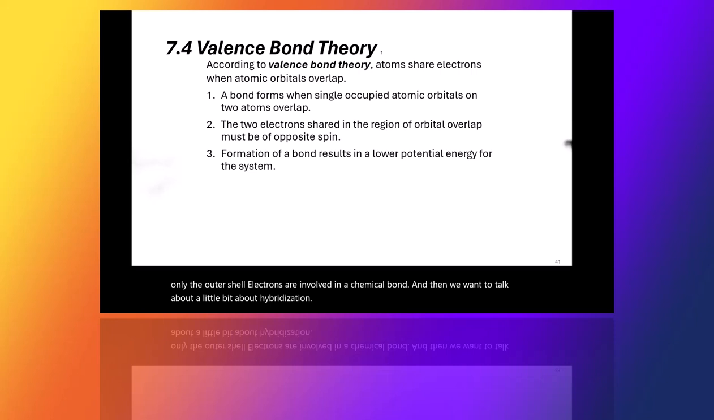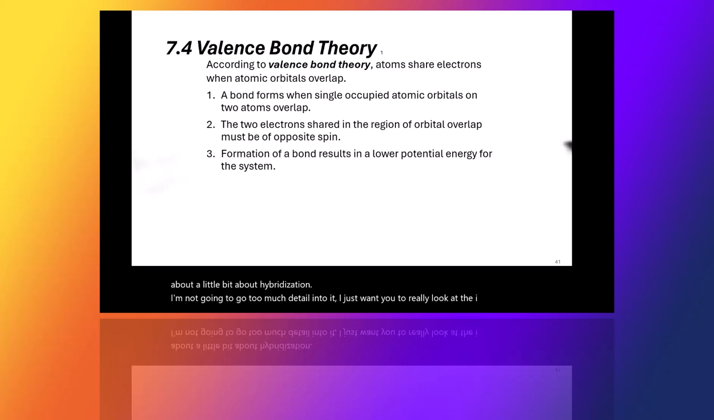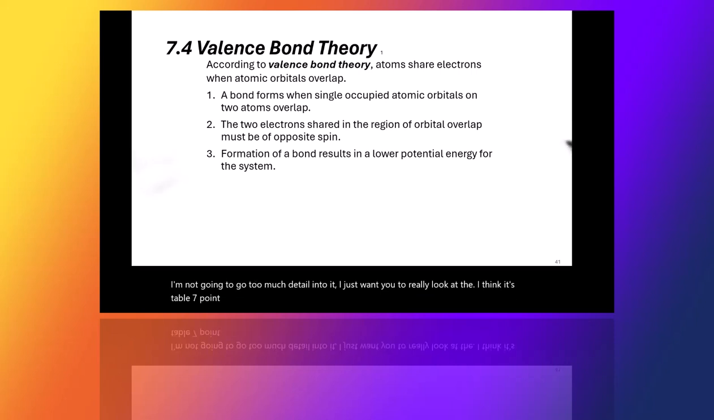I'm not going to go into too much detail on it. I just want you to look at, I think, table 7.7. If you know the classification of the molecule, then you will know the type of hybridization that occurs. So that's the focus there.